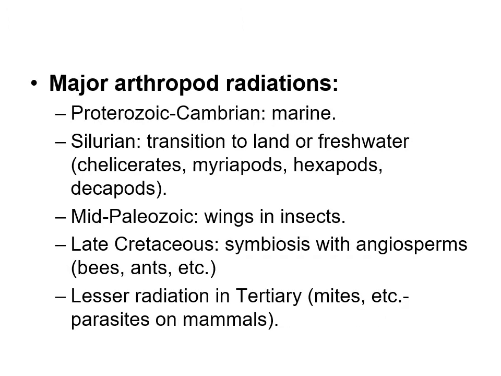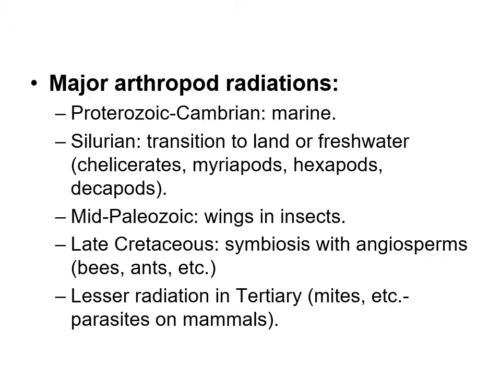So from the information we have, especially from these Lagerstätten deposits and a few other well-preserved carbonized fossils, here are the major arthropod radiations that we know of throughout the Phanerozoic. In the Proterozoic through the Cambrian, all arthropods were marine. In the Silurian, we see the transition of arthropods onto land or shallow fresh water, and these would be things like hexapods, decapods, myriapods, and chelicerates. In the mid-Paleozoic, we start seeing our first winged insects. So this would be around the Mississippian, Pennsylvanian.